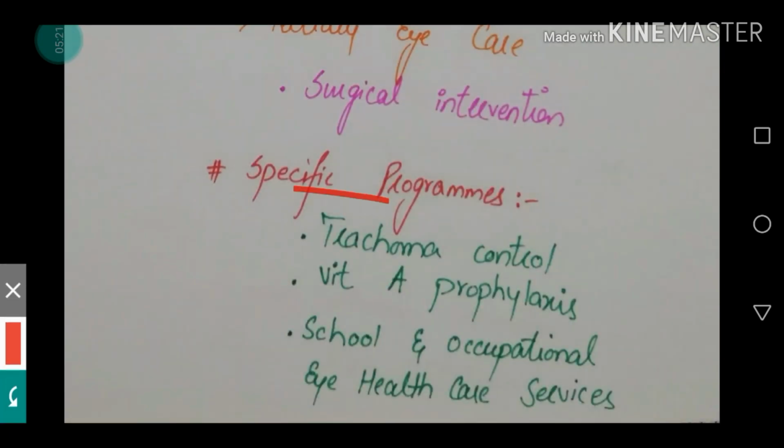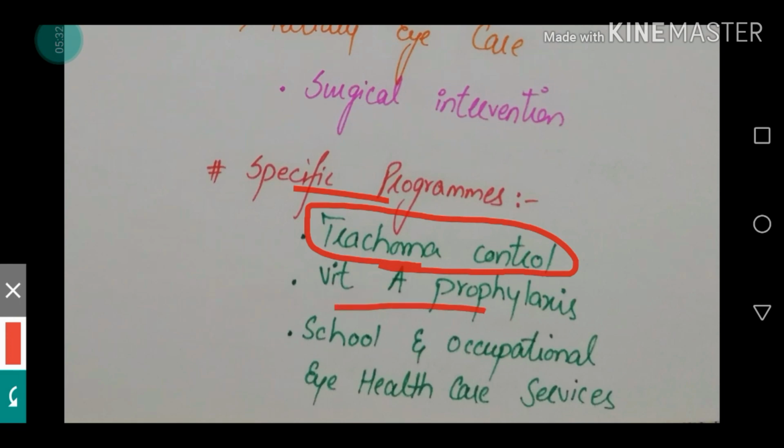Now, in terms of specific programs, we have trachoma control, because trachoma is one of the most common causes of blindness all over the world, and vitamin A prophylaxis in those areas where people are suspected to have vitamin A deficiency. Both of these are the topmost causes of blindness. So if we can prevent them, we can have control of these two problems, and we can actually prevent blindness. Then comes school and occupational eye healthcare services, which can also identify those individuals who are highly susceptible to develop blindness because of certain other pathology or defect.